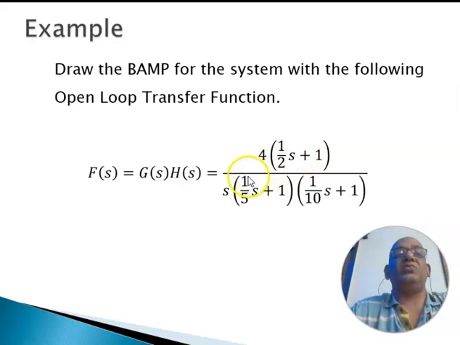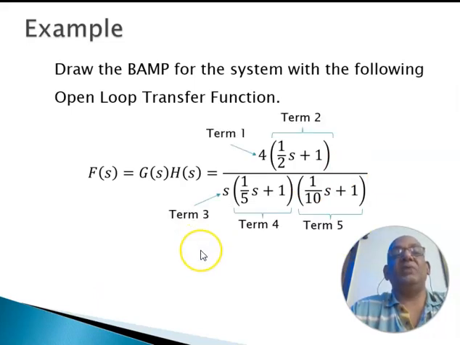Tau here is 1 over 2, tau here is 1 over 5, tau here is 1 over 10. So this term has a corner frequency 1 by tau, that is 1 over 1 by 2, 2 radians per second. This will have a corner frequency of 1 over 1 by 5, that is 5 radians per second. This term will have a corner frequency of 10 radians per second. We'll try to show all these on the semi-log graph sheet with the axis neatly laid down to show all the frequencies. Let us do that.